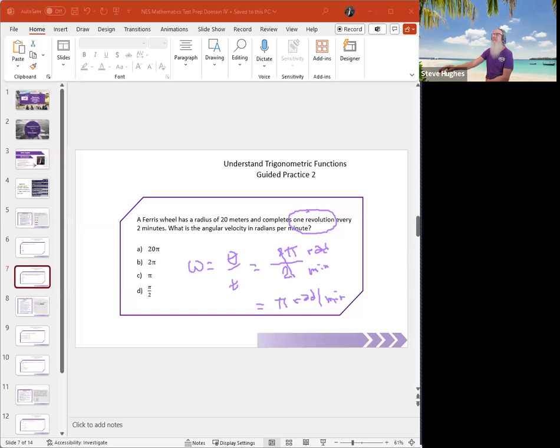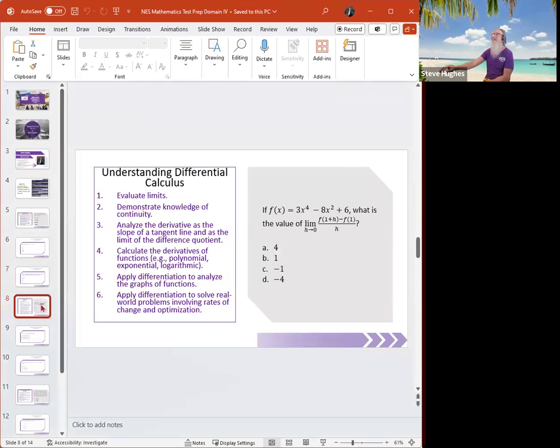So remember, angular velocity is how fast a point is turning, right? How fast it spins. Linear velocity is how fast a point on the edge is traveling. So that's a different question. So keep those two distinct and separate in your mind. All right, very good. Next question.